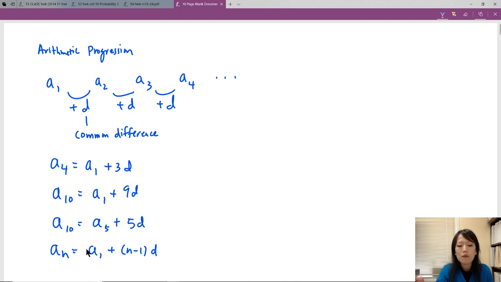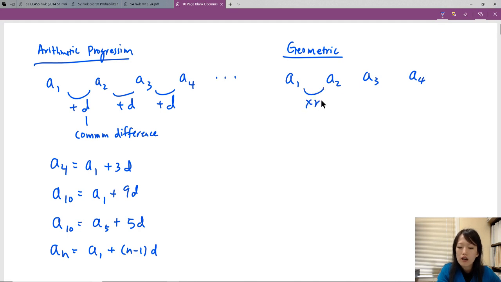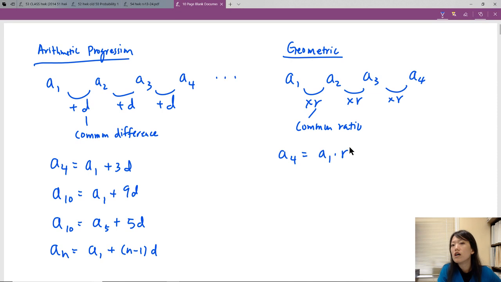Okay, so that's arithmetic. What about geometric? If it's geometric, instead of adding a constant value, you do what? Multiply by. That's called a common ratio. So if you start from a1, a2, a3, a4, you times r, you times r, you times r. Right? Common ratio here. So here you say the fourth term would be the first term times how many common ratios? 4 minus 1, is that 3?